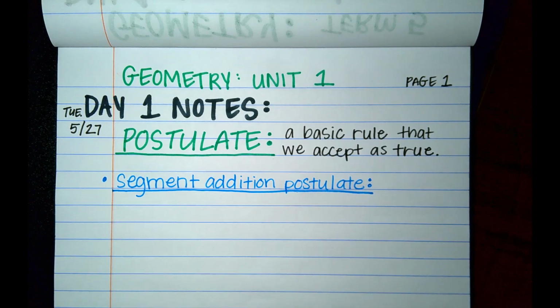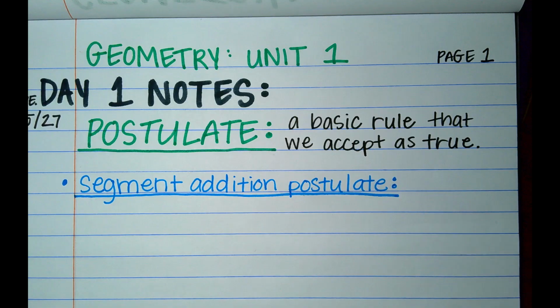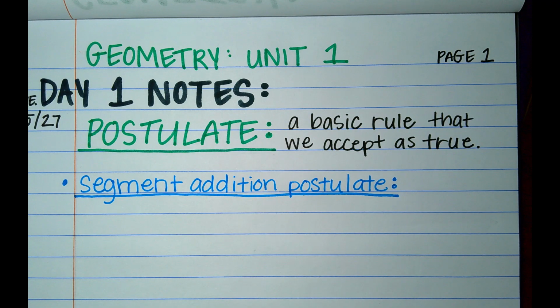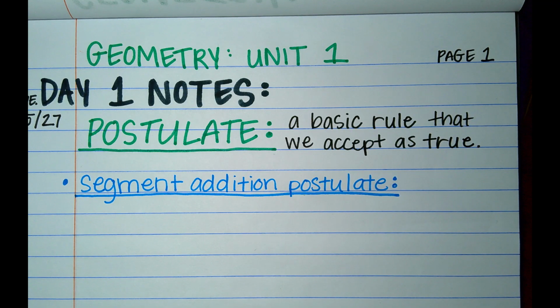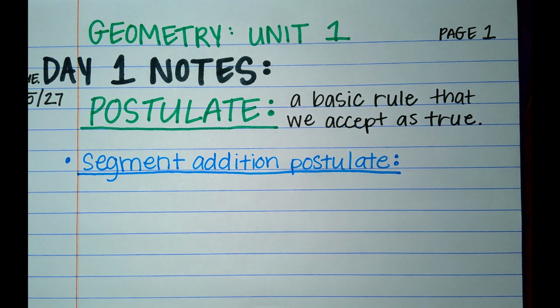So we know what the word postulate means now. It's basically just a rule that we know is true. Do we know what addition means? Adding, putting things together. What about segment? Like a piece of something. Yes, we just measured a bunch of line segments, because they were little pieces of lines. A full line actually extends forever in both directions, and we'll talk about that later on. But right now we're really just talking about segments of lines, so pieces of lines.